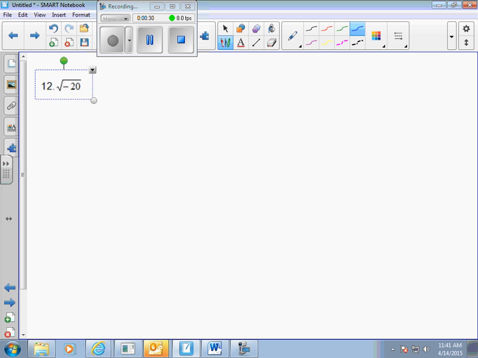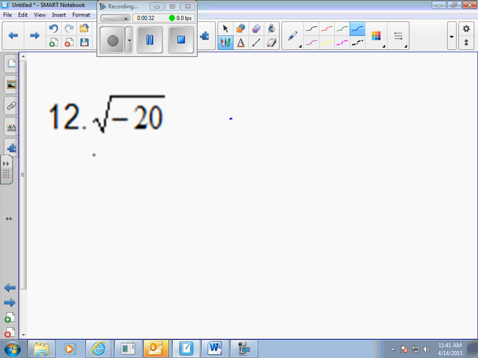Number 12, this one, not the whole thing comes out, so we have to split it up into -1 times 4 times 5. The 4 comes out as a 2, the -1 comes out as an i, and the 5 stays under.